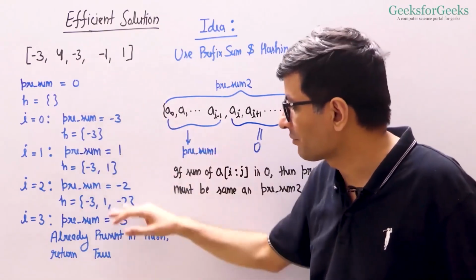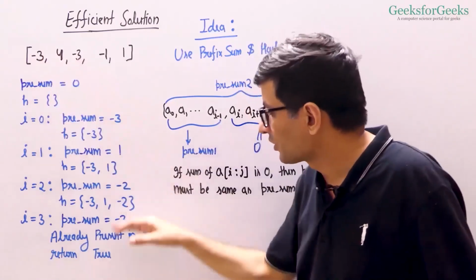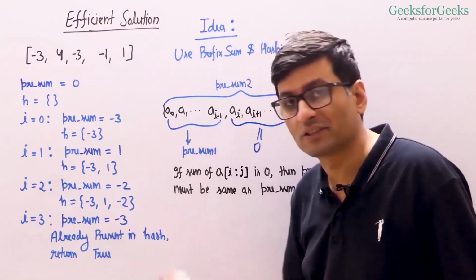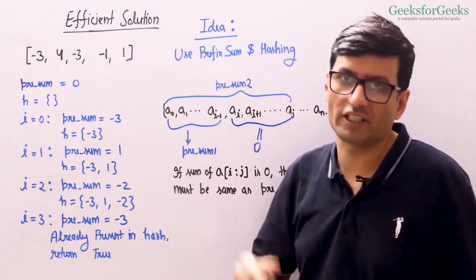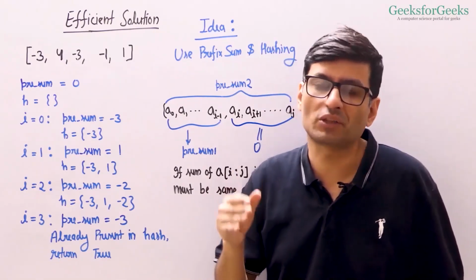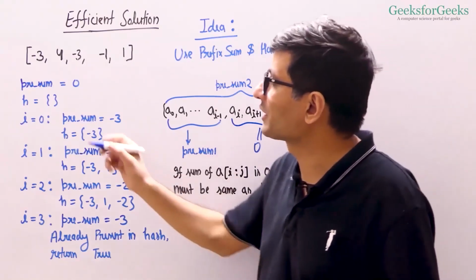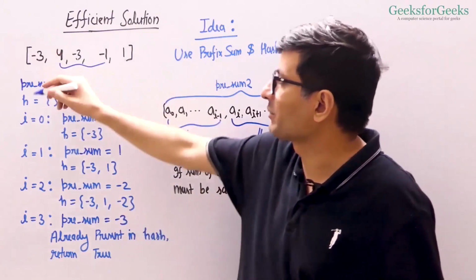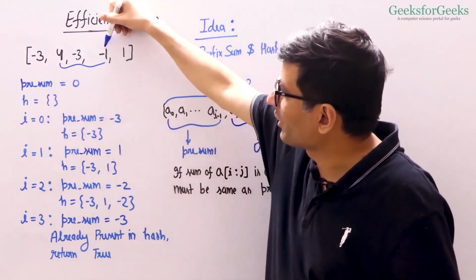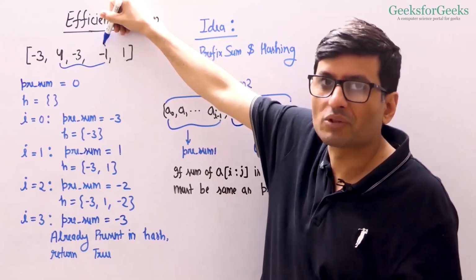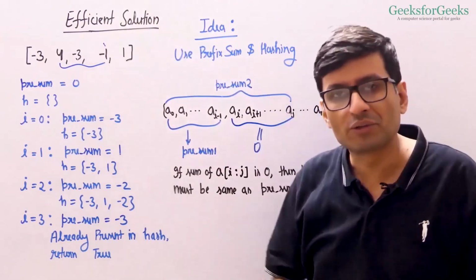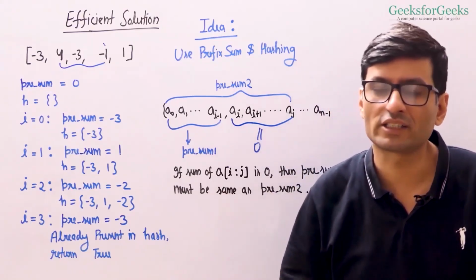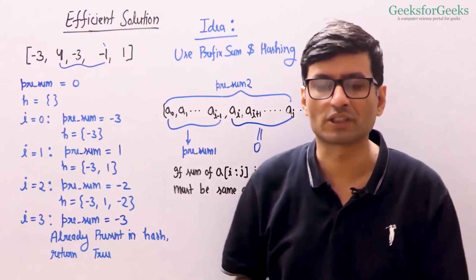Then next prefix sum, the sum of these 3 elements, is 4. It's not there, so we are putting it. Then next prefix sum turns out to be 1. It's already there in the hash table. So we figure out, okay, we have a subarray with sum 0. And you can notice that this prefix sum is already repeating because this subarray has sum 0, right? This is the ending point of the subarray, where we figure out there is a subarray with sum 0. So now you have enough idea. Please pause this video and try to write down the complete function that takes an array and returns true if there is a subarray with sum 0, otherwise false.